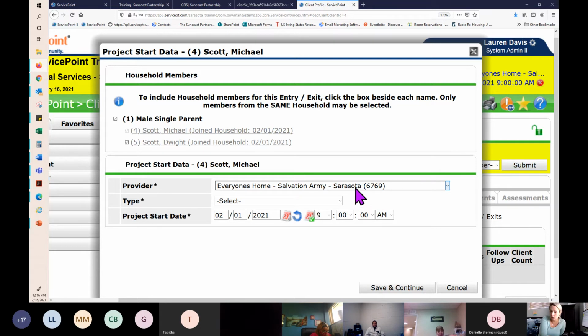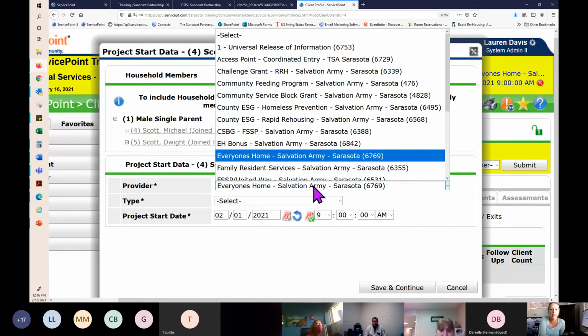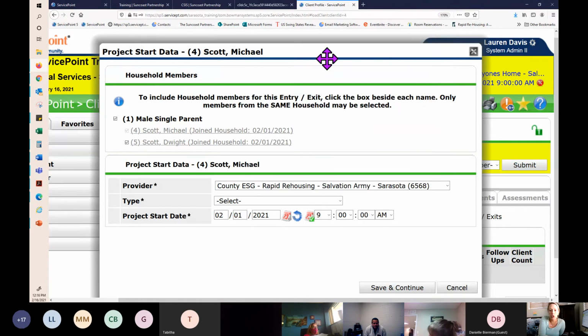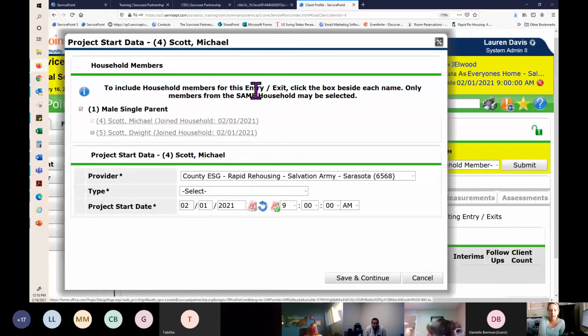If this provider is not correct, we cannot just select a different provider. If it says Everyone's Home and we're like, oh no, I'm supposed to enter this client into county ESG, we cannot just select a different project, because what we're doing is creating inconsistencies. We're entering data as this project, Everyone's Home, but then we change the provider. The system is not going to talk to each other. What's going to happen if we do this is you are going to have to go back in, delete this information that you're about to create, and start all over again.